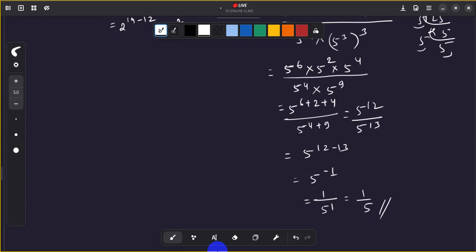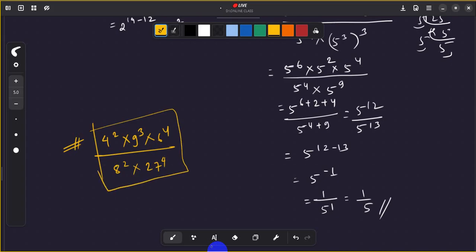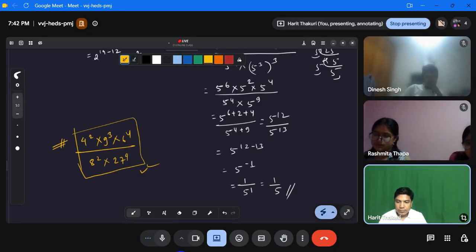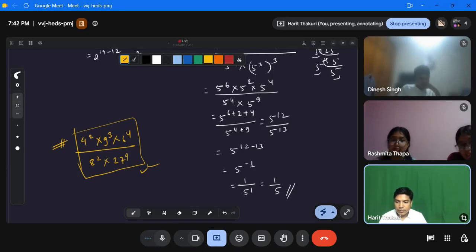Okay, so in this way we can do. Now I'll give one question for you as your homework. It is 4 square into 9 cube into 6 power 4 divided by 8 square into 27 power 4. Okay, copy this question. 4 square into 9 cube into 6 power 4, divided by 8 square into 27 power 4. Now do this question.